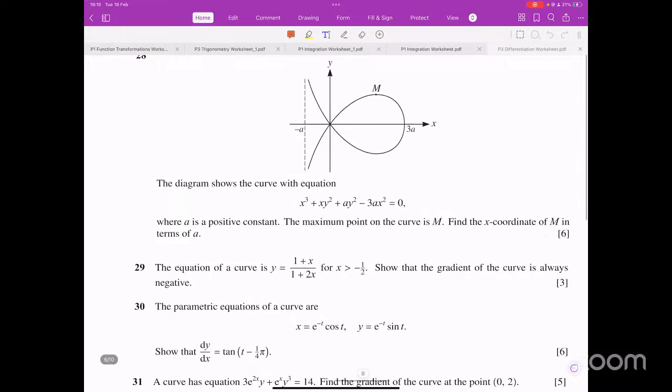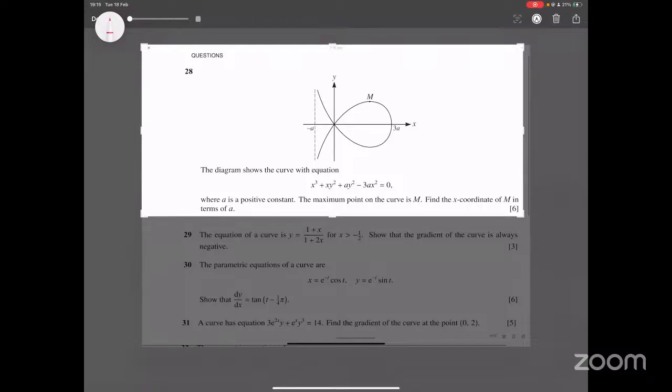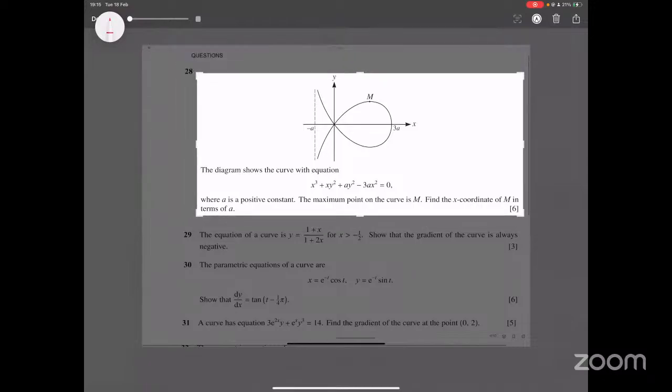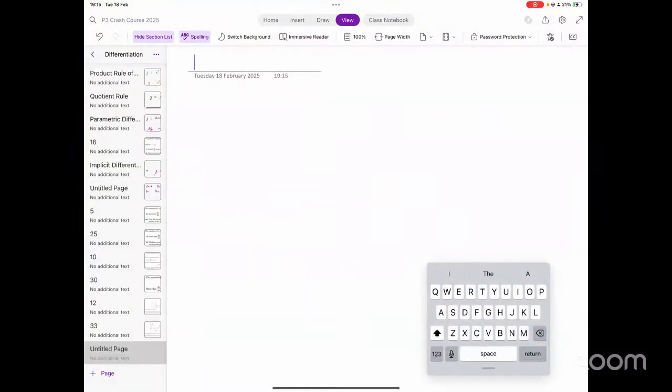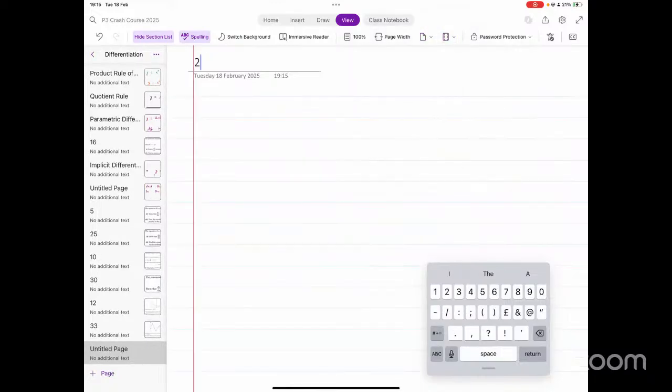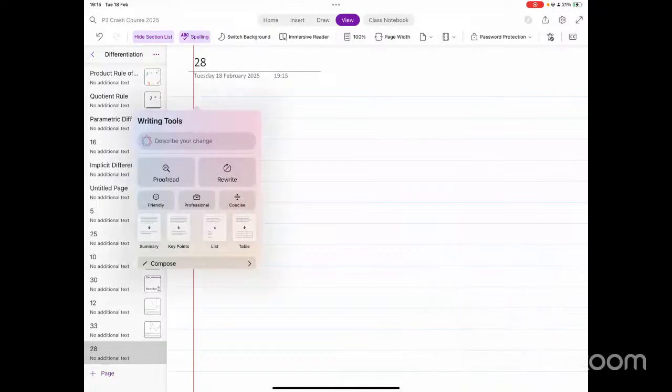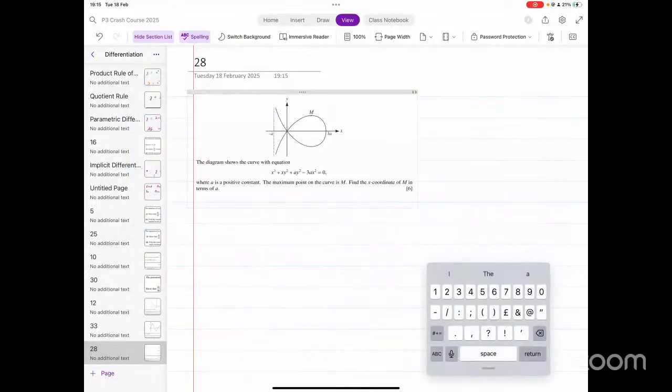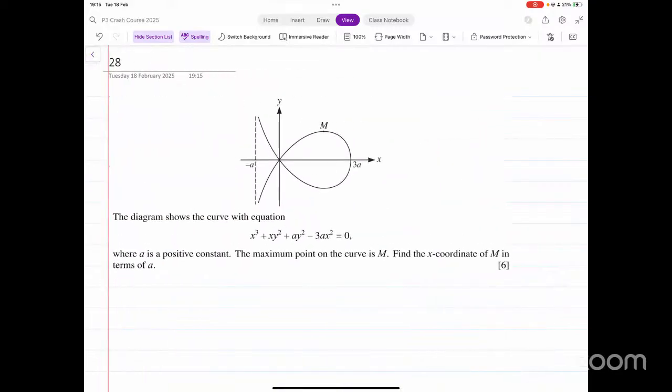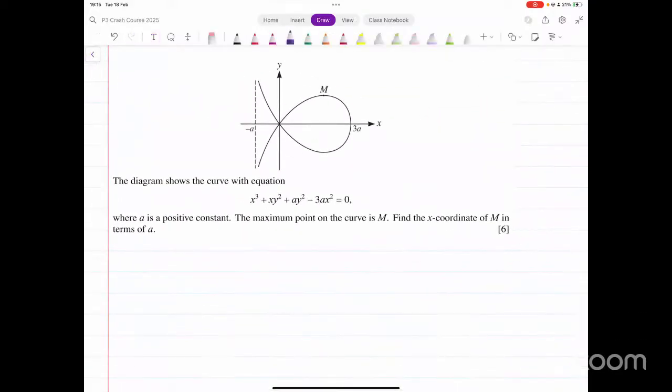This is question number 28 from the worksheet. Let's start with this one. All right, let's start with this. It says the diagram shows the curve with this equation where a is a positive constant. The maximum point on the curve is m. Find the x coordinate of m in terms of a.